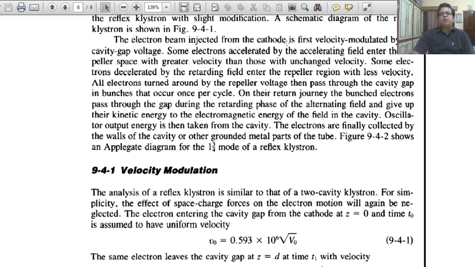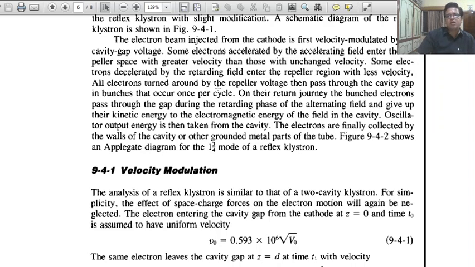The electron beam injected from the cathode is first velocity modulated by the cavity gap voltage. Some electrons accelerated by the accelerating field enter the repeller space with greater velocity than those with unchanged velocity. Some electrons decelerated by the retarding field enter the repeller region with less velocity, that we studied earlier in the lecture. These electrons are called the reference electron, earlier electron, and later electron.